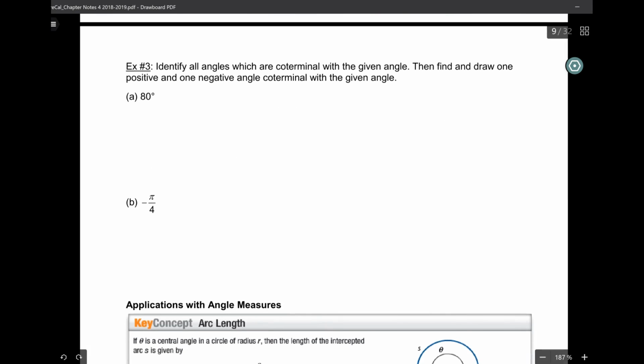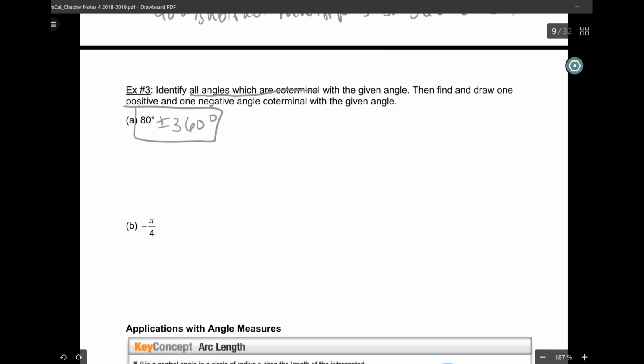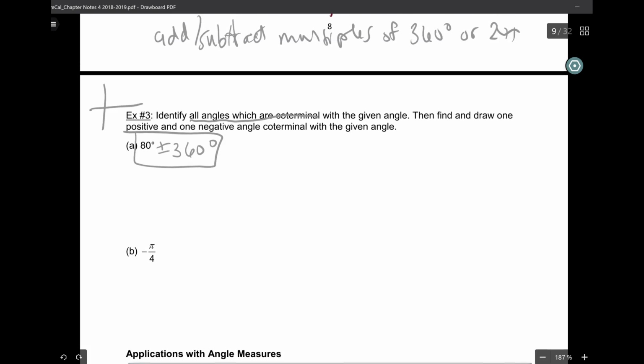So in this example 3, identify all angles which are coterminal with the given angle. Then find and draw one positive and one negative angle coterminal with the given angle. So the first example is 80. First off, if we want to identify all angles which are coterminal, what we can do is add or subtract 360 degrees. So what this does is we can have an angle of 80 degrees, so that's going to be right here. So going from the initial to the terminal, that's one way.